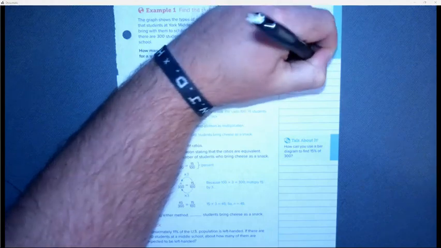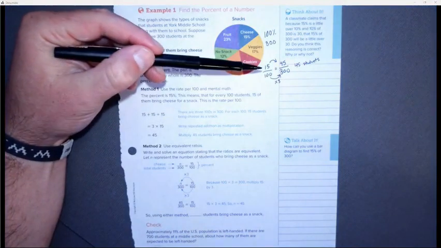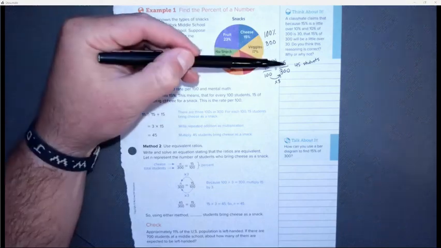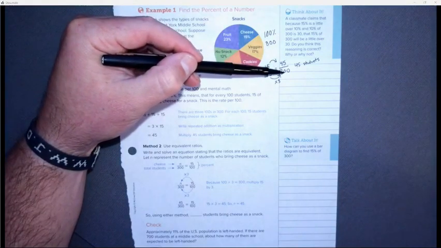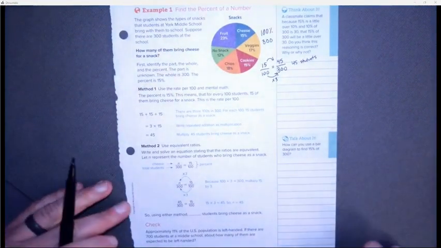We know that percent is per 100, and in this case it's 15 per 100, so 15% of them brought cheese. And over here we have 45 per 300, so it's not a percent. It's 45 of the students out of 300 students brought cheese as a snack.